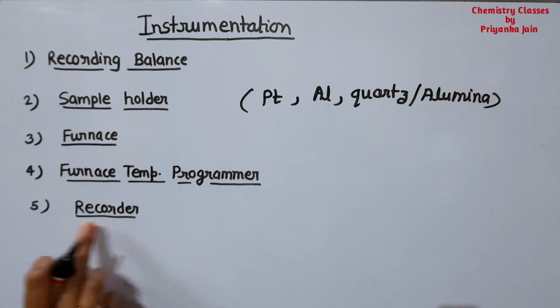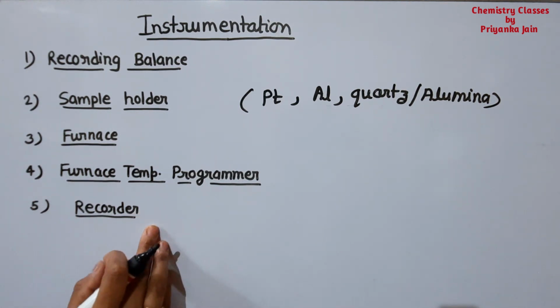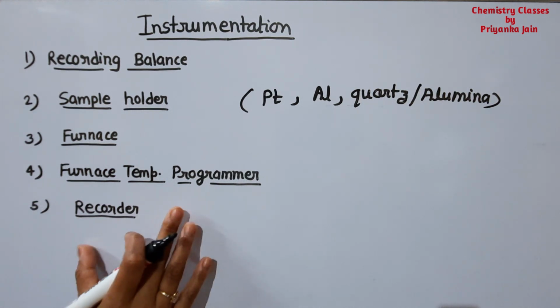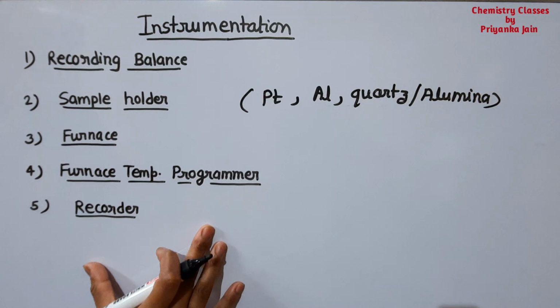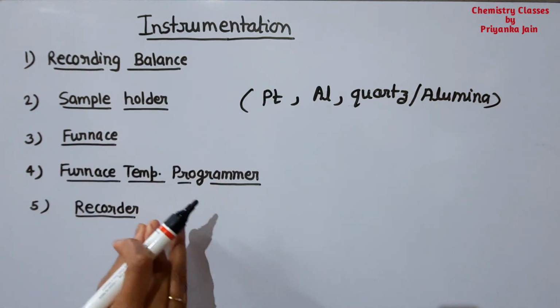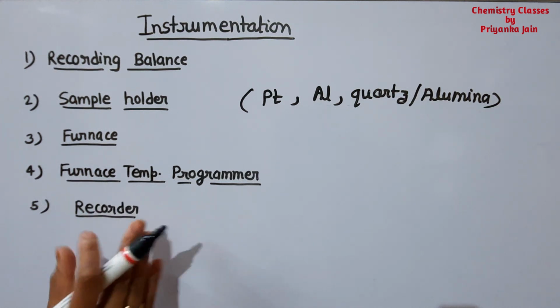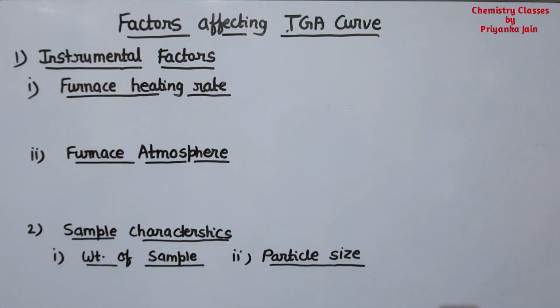And the last one is the recorder. The recorder we need for recording all the things. So the output of the microbalance and the furnace are recorded generally by a chart recorder. So this is all about the instrumentation that we should know, because not very much is asked about the instrumentation. Now we have to see a little bit about the factors affecting the TGA curve.